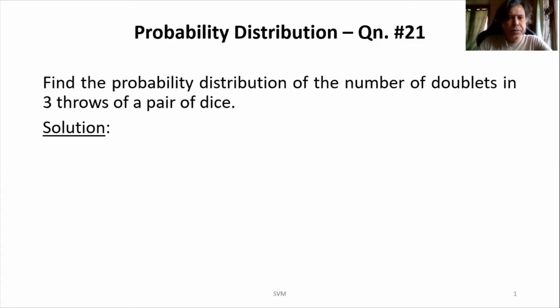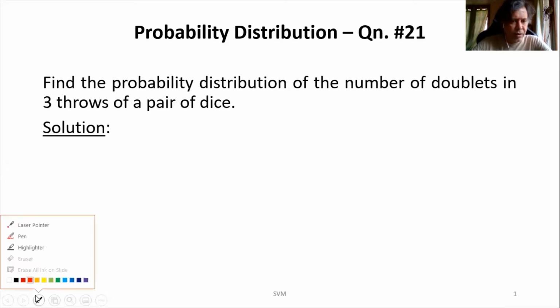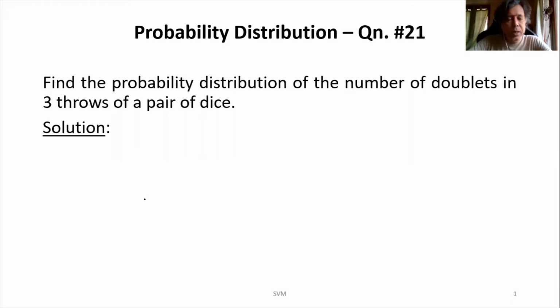In continuation to random variables probability distribution numerical problems, we are into now question number 21, which says find the probability distribution of the number of doublets in 3 throws of a pair of dice. So it talks about a pair of dice. That means there are 36 outcomes which are possible because it is a pair of dice. All possible outcomes will be 6 square, which is 36. That is clear. Now they are talking about number of doublets.